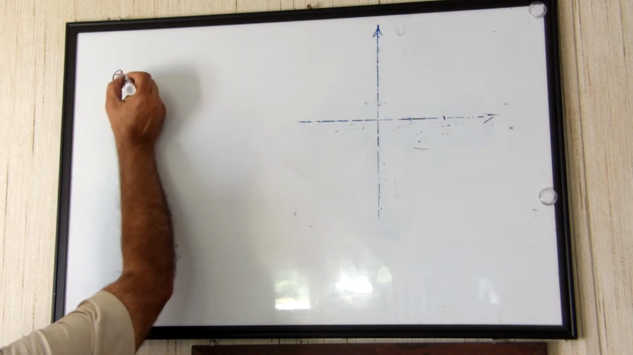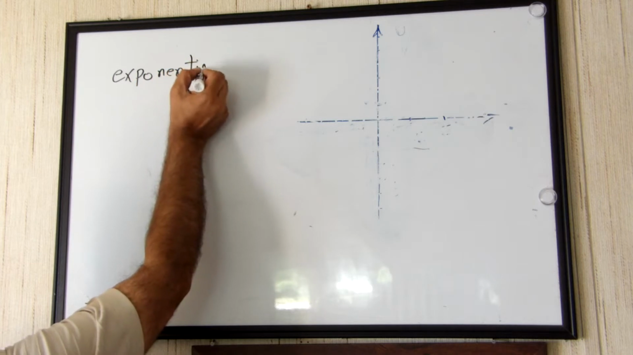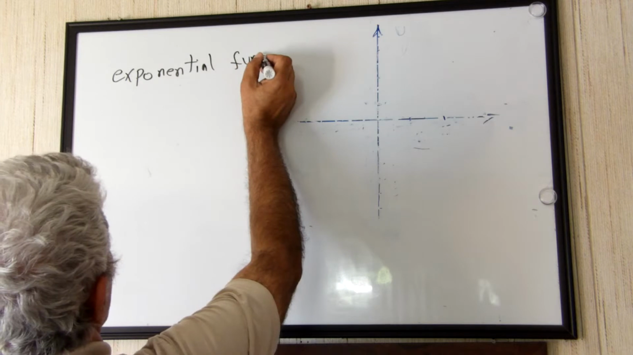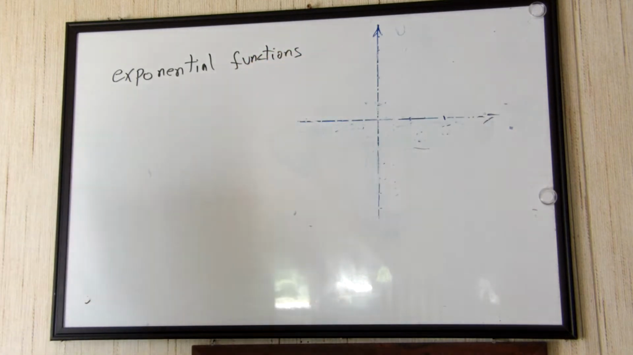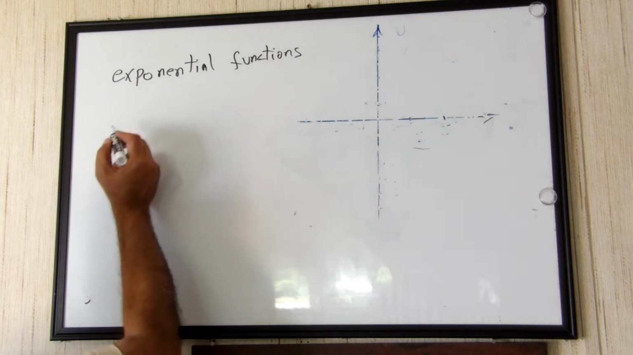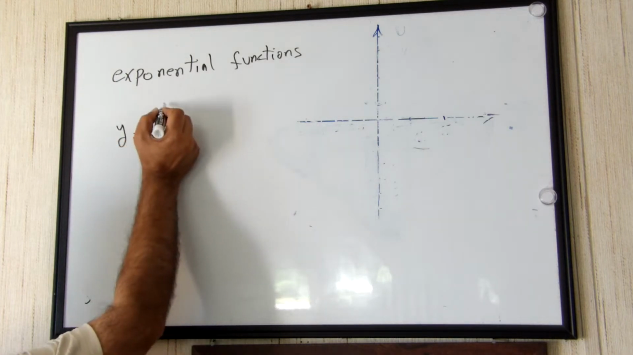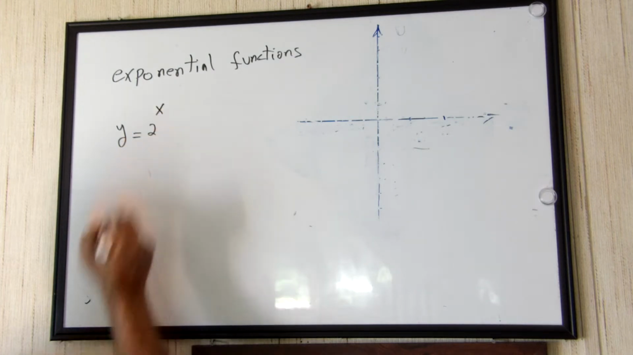In this video we're going to talk about the exponential function. Let's start with the simple one. It's a function that has an x variable at the exponent, like 2 to the power of x.